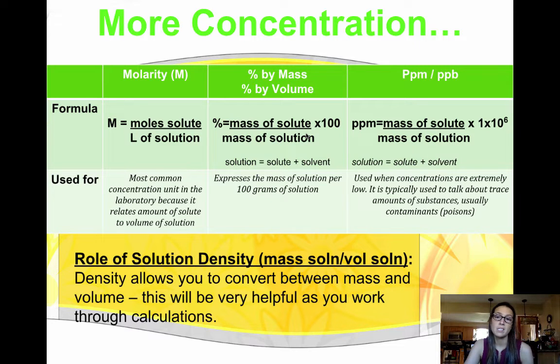So percent by mass, percent by volume, parts per million, and parts per billion are essentially the same thing, right? Mass of solute over mass of solution, or volume of solute divided by total volume of solution.